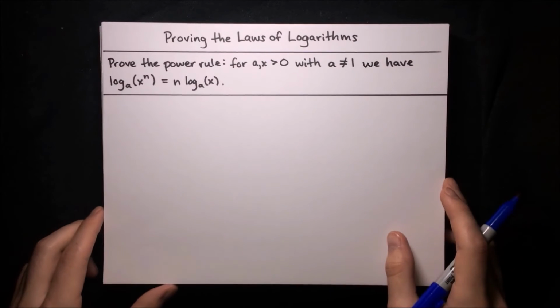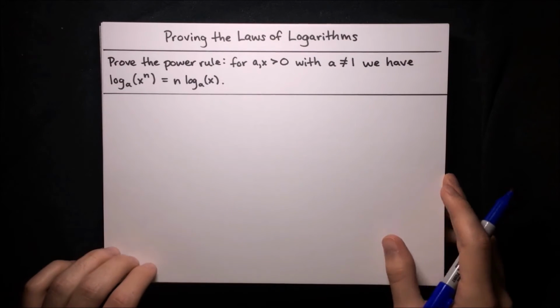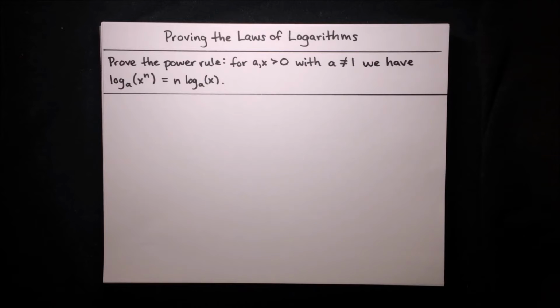Next up, we want to prove the power rule. That is, for numbers a and x greater than 0 with a not equal to 1, we have that log base a of x to the n is equal to n log base a of x. And here n is just any general number n.